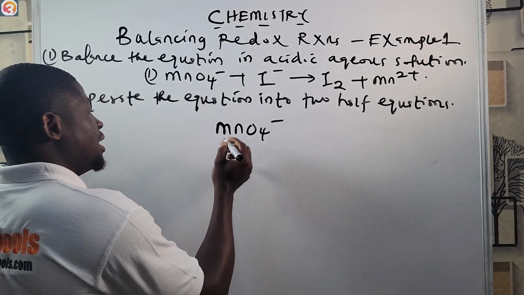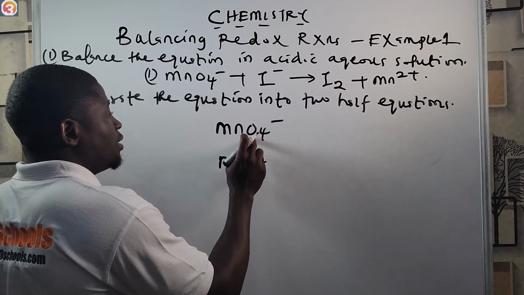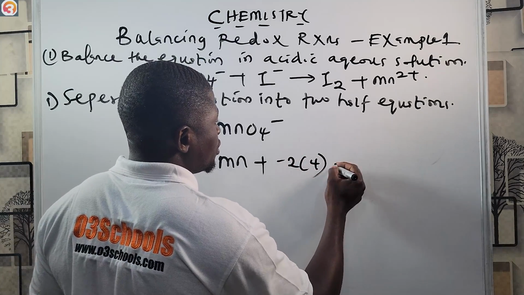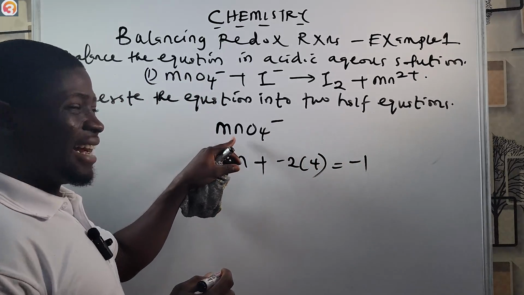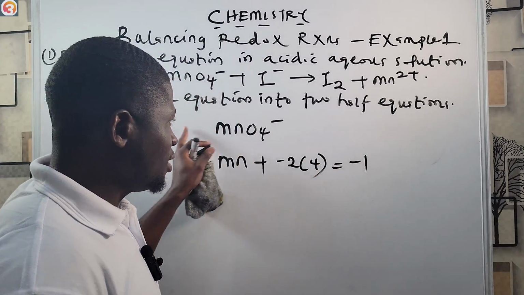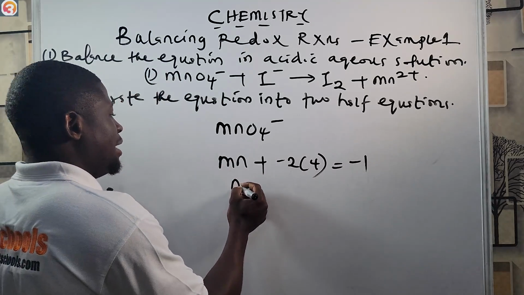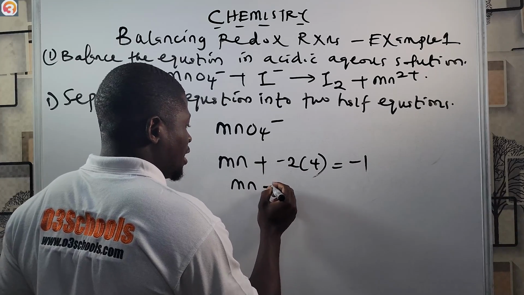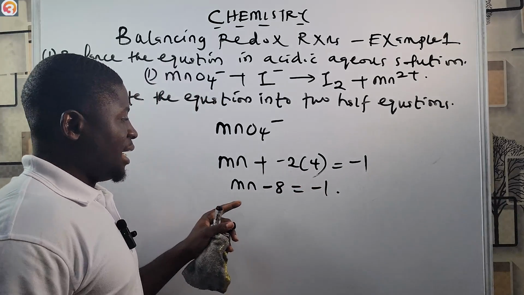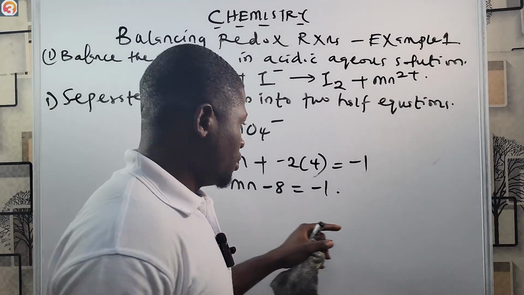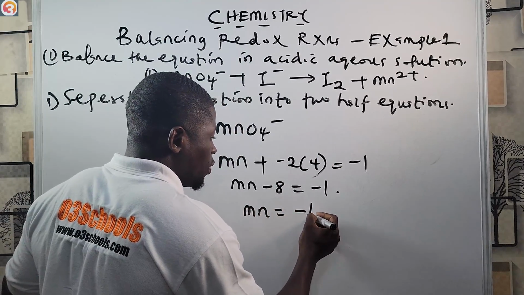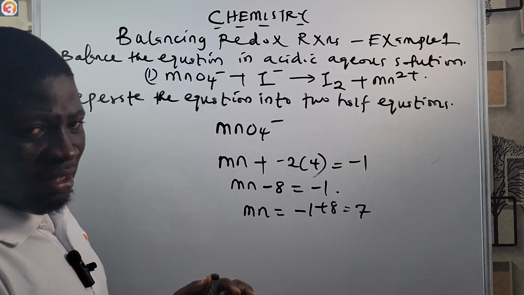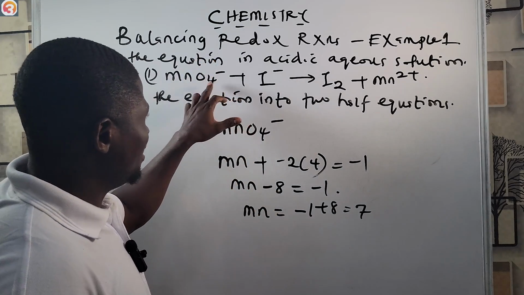Okay, so now let's calculate for Mn. So Mn plus the charge of oxygen, which is -2, times 4, is equal to -1, the charge, because this is an ion. We are given a charge, so everything will be equal to this charge. Now having Mn, then -2 times 4 is -8. Mn minus 8 is equal to -1. Now -8 will cross to this side, so Mn is equal to -1 plus 8, which is 7. So the oxidation state of manganese on the reactant side is 7.